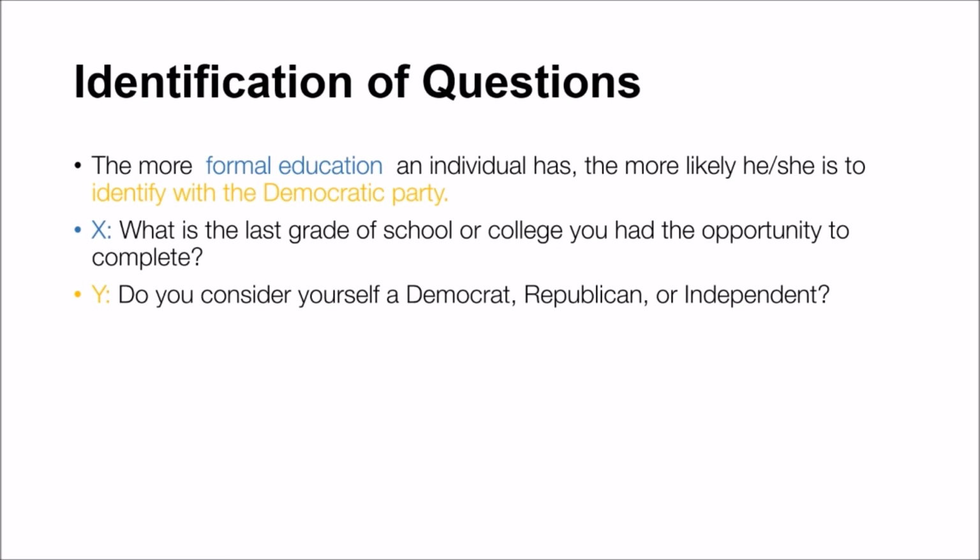In this case, we have last grade of school or college completed, and we have party identification. And that's all you need. These are the only two questions you need to test this hypothesis. So that's exciting, right? So don't think that you have to go and collect 15 questions off the survey. Like, no, that's crazy. In a lot of cases, you just need two.